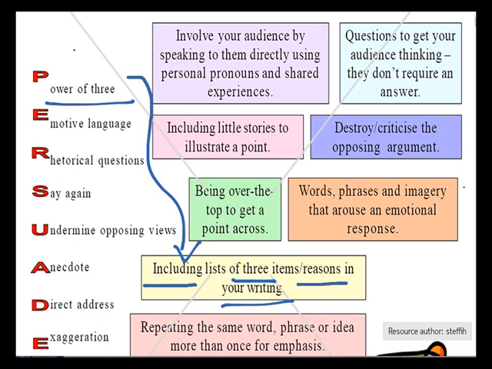save this animal, and also block all the ways where the other opinion can oppose me, like to dare them to disagree. These 3 reasons are just blocking the way for them to disagree with you. So power of 3 is the first thing. P is for power of 3, which is including lists of 3 items or reasons in your writing.